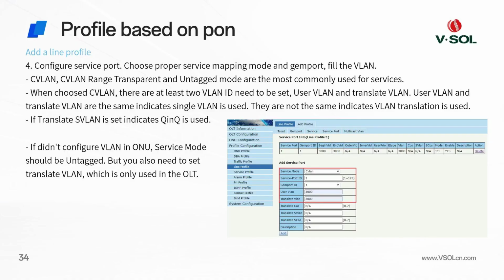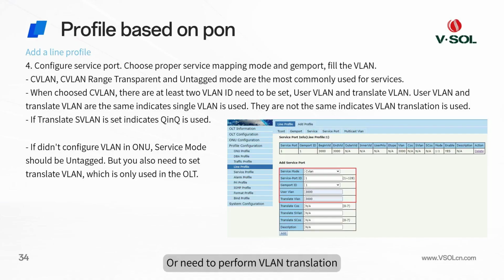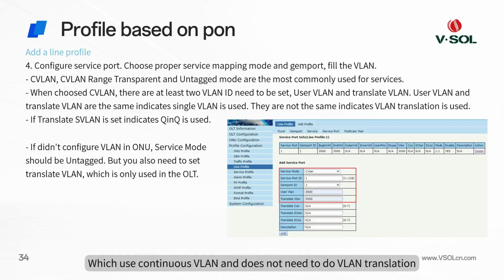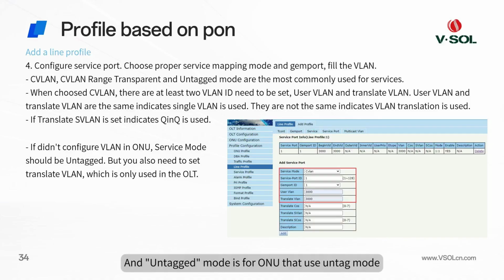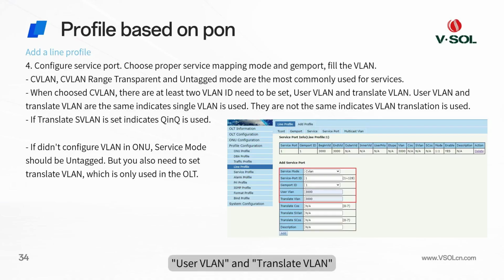CVLAN mode is for when ONUs use a small number of VLANs or need to perform VLAN translation. CVLAN range transparent is for ONUs which use continuous VLANs and do not need VLAN translation. And untagged mode is for ONUs that use untagged mode. When choosing CVLAN mode, there are at least 2 VLAN IDs to be set: user VLAN and translate VLAN. Normally we fill in the 2 VLANs as the same VLAN.